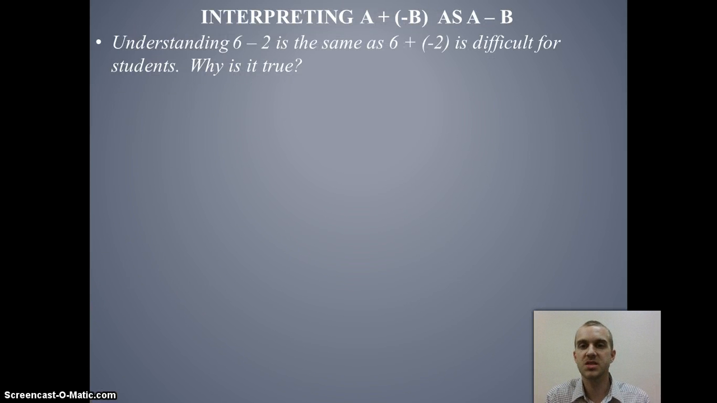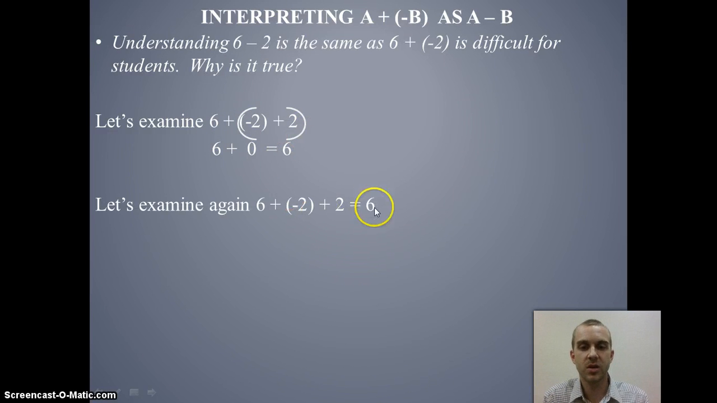So I have 6 minus 2 and I have 6 plus negative 2. And that's kind of difficult for students to understand, that those are equal statements. So let's examine first 6 plus negative 2 plus positive 2. In the associative property, I know that I can group my second two values together, and that's going to be 0. So I know this entire statement has to equal 6.